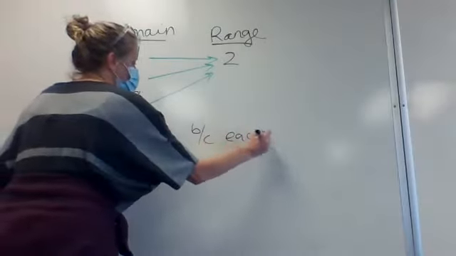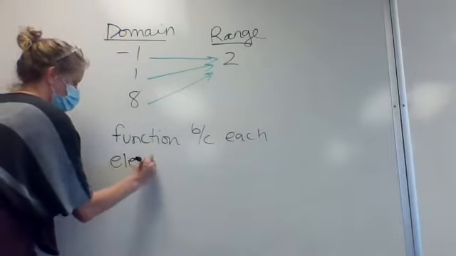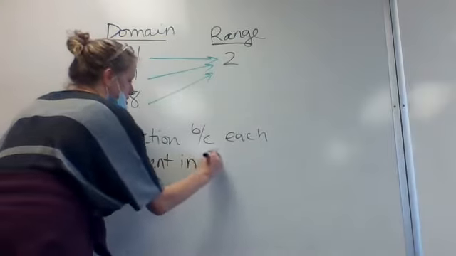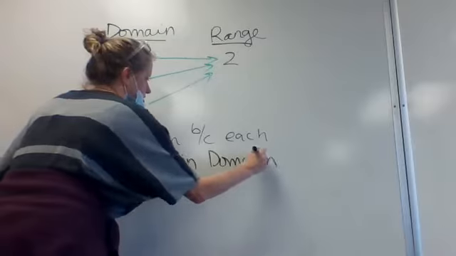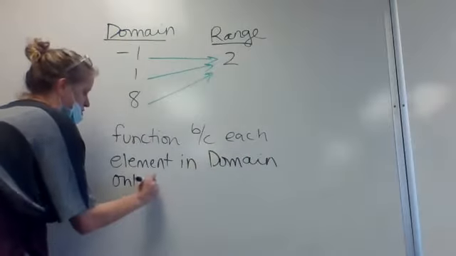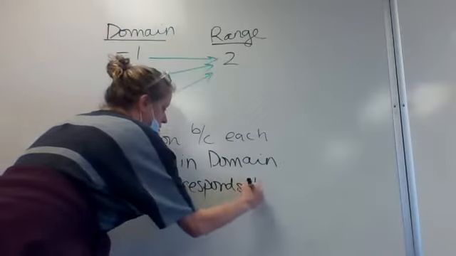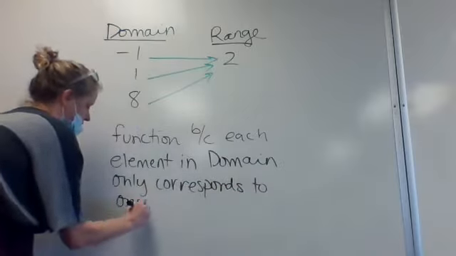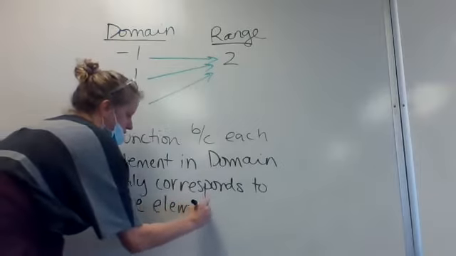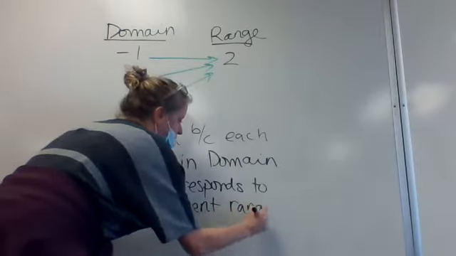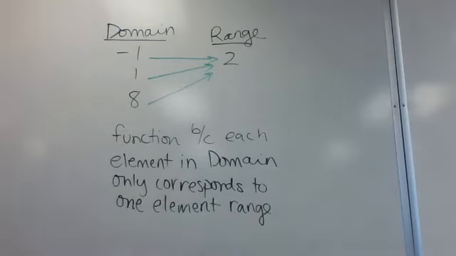Because each element in domain only corresponds to 1 element in the range. Right? Number 5.